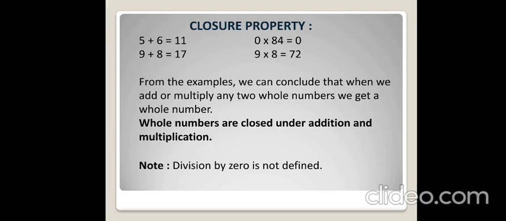This is called the closure property. That is, when you are adding or multiplying the answer, we get a whole number. So from the above example, we can conclude that whole numbers are closed under addition and multiplication. Also note, division by 0 is not defined.